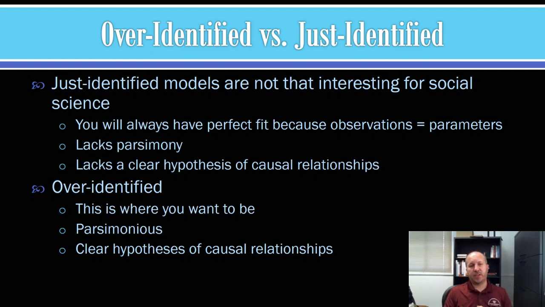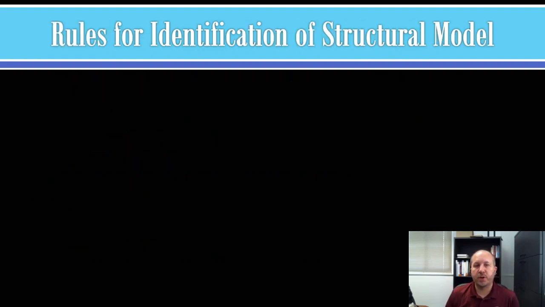So now that you understand under-identified, just identified, and over-identified, we're going to go over these rules for identification for the structural model. So that's the part of the model where you're actually having the paths, the regression coefficients for each of your manifest variables. That's what we're going to look at first before we get to the CFA part. So the rules for identification for the structural model.